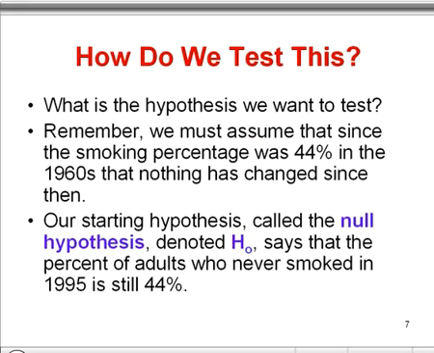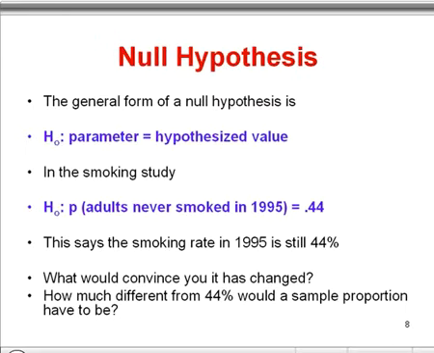In a test of significance, the assumption that nothing is going on is called the null hypothesis and is written H subscript 0. In this study, the null hypothesis says that there is no change in the percent of non-smokers, and that the percent in 1995 is the same as it was in the 1960s, namely 44%. It is important to recognize the general form of a null hypothesis. It says that a parameter is equal to some hypothesized value.